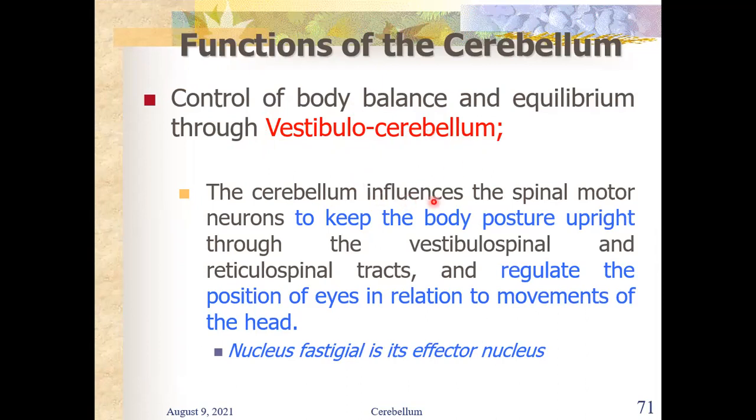So the cerebellum influences the spinal motor neurons to keep the body posture upright through the vestibulospinal and reticulospinal tracts. So all those efferents we are seeing coming out from the cerebellum via the cerebrospinal tract, via the vestibulospinal tract, and descending down as extrapyramidal tracts, are there to influence the spinal motor neurons to keep the body posture upright and also regulate the position of the eyes in relation to movement. The nucleus fastigii is the effector nucleus in that pathway.